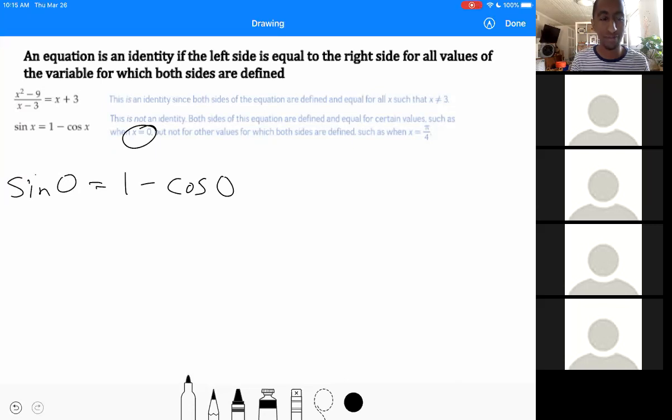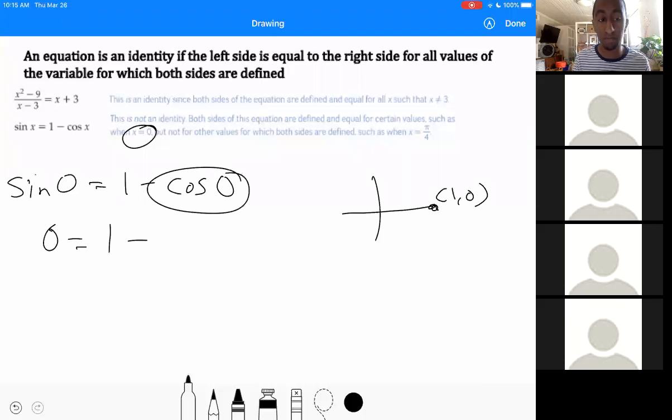Sine of 0? 0, yes. Right here, right? 1 comma 0. 1 minus cosine of 0 is 1 minus 1. That's true, right?